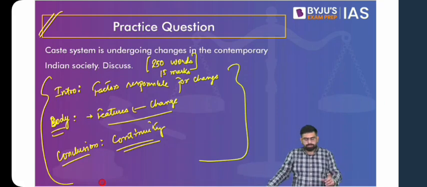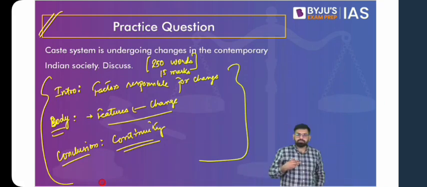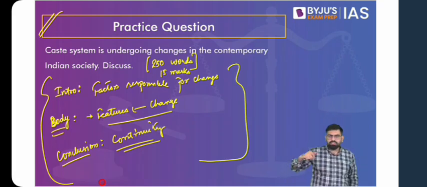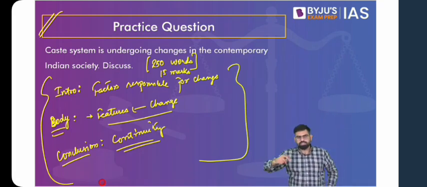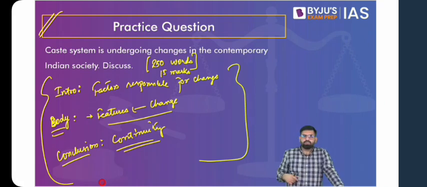You can take up one feature, but with the introduction, when you talk about factors responsible for change, you also mention that these features of the caste system, we have to take them up one by one and try to answer this question. So it maintains that flow. The introduction, then your body, and then from the body it should evolve organically.